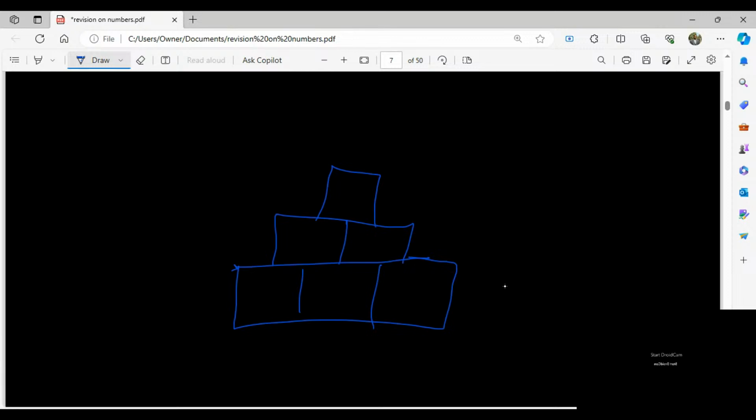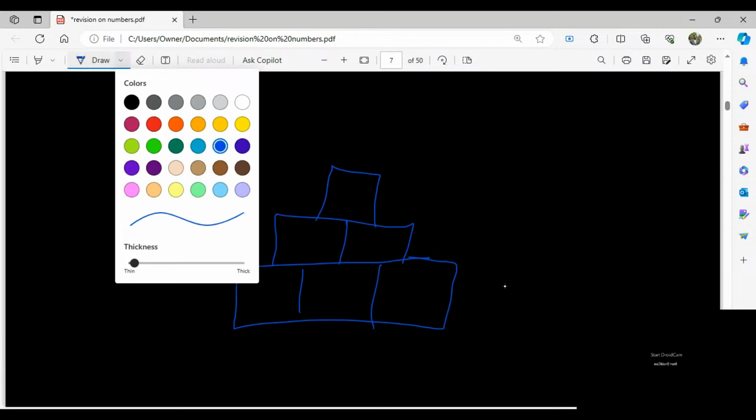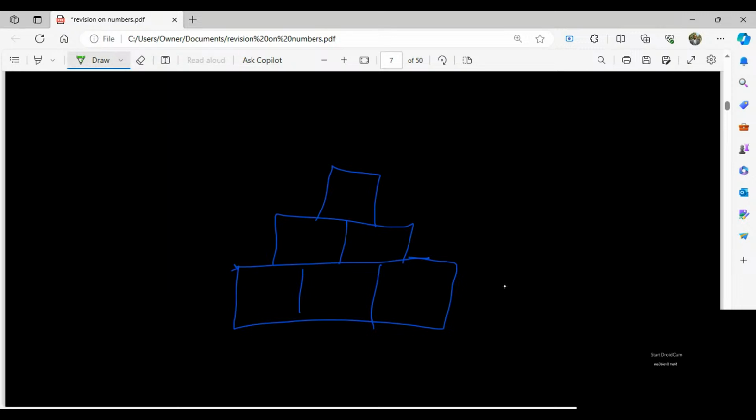Right, let me change the color of this pen. Maybe put a happier color. Let's hope green is happy. Right. So in this case now we have minus 7.